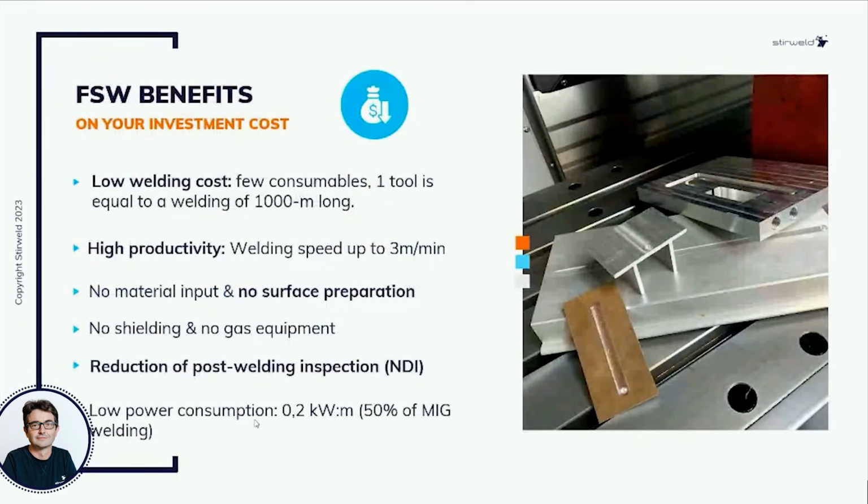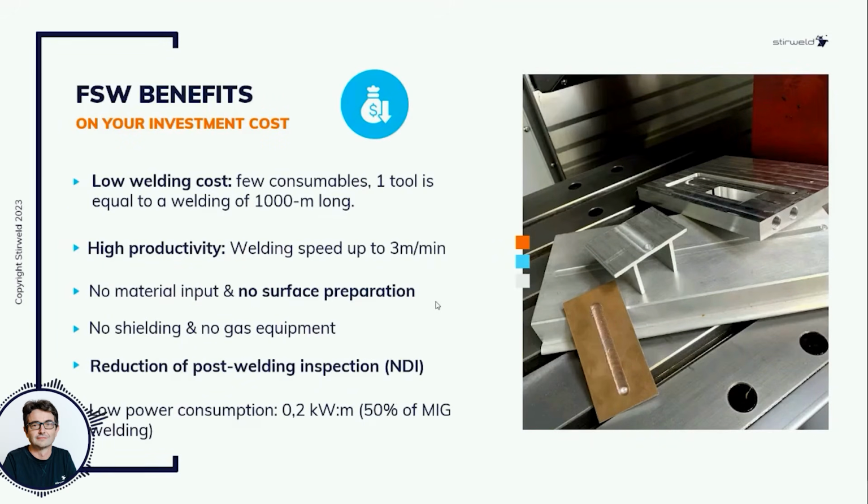Okay, so now what are the benefits of this process about the cost? First, a very interesting advantage is the low welding cost because there are few consumables. The only consumable is the tool itself. The lifetime of the tool is about 1,000 meters long. High productivity: we can weld up to 3 meters per minute. And that is very, very interesting for welding experts.